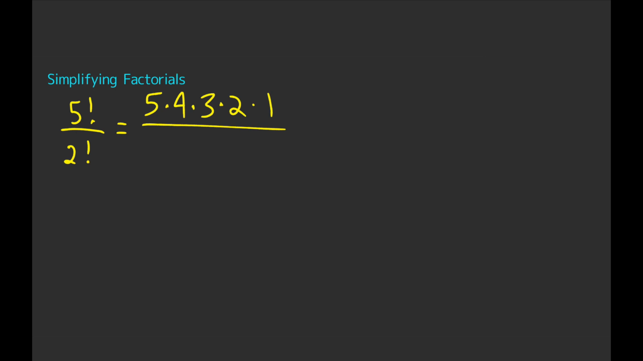Now moving on to possibly the most important part about factorials, simplifying them. So again, this is easiest to show with an example. Say we had 5 factorial divided by 2 factorial. And let's just expand them out. 5 times 4 times 3 times 2 times 1 divided by 2 times 1. And notice how the 2 times 1 are going to cancel out, leaving you with 5 times 4 times 3.